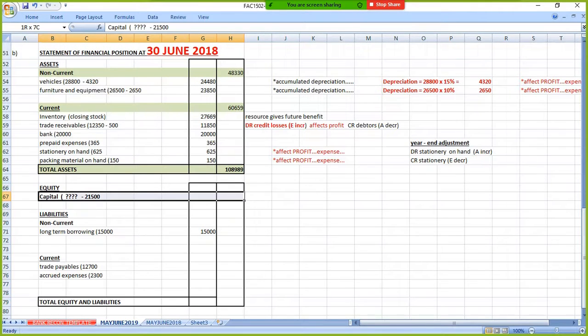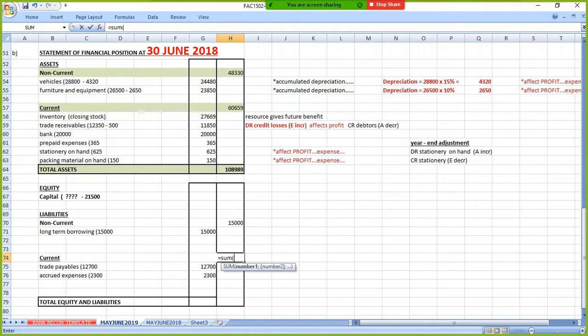Okay, I don't know what the capital is. That's what I'm looking for. That's why I don't know what it is. I can't work it out. Right, all that I know here is this is 15,000. This is 27, well, 127. Okay, 23. Okay, total, sum up.